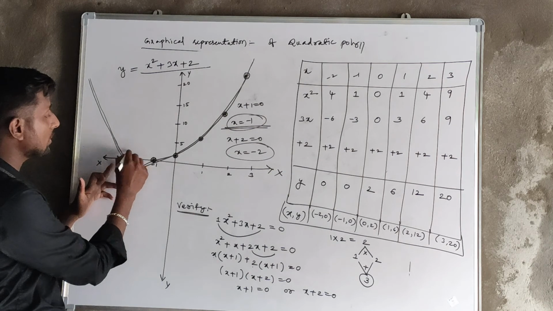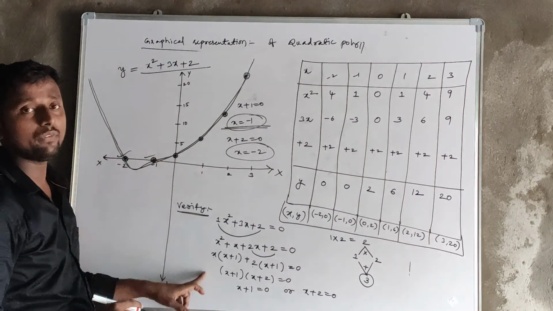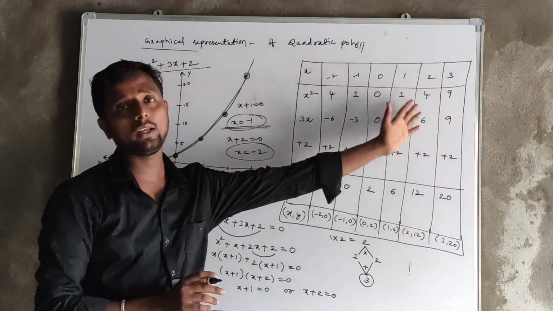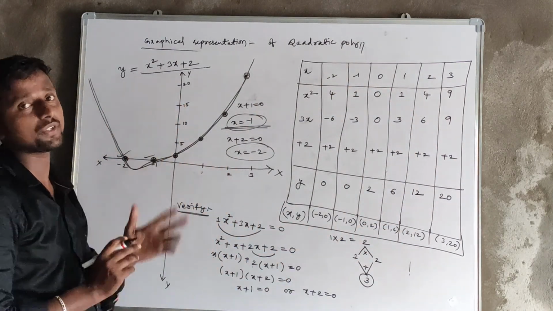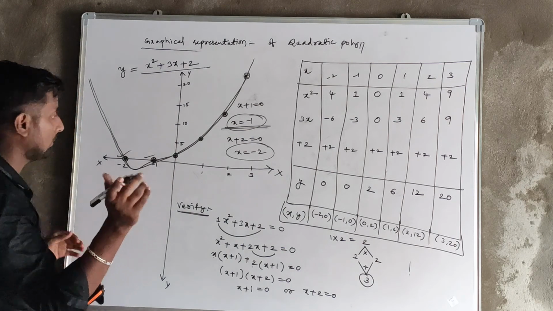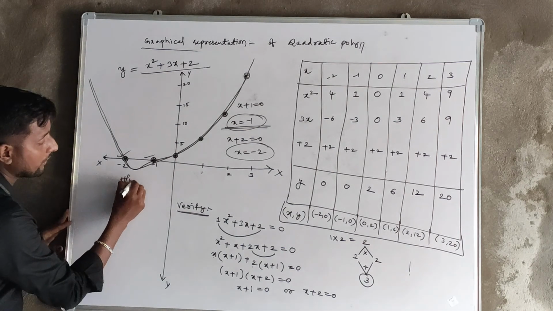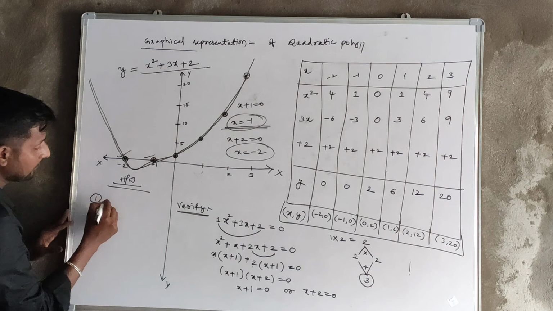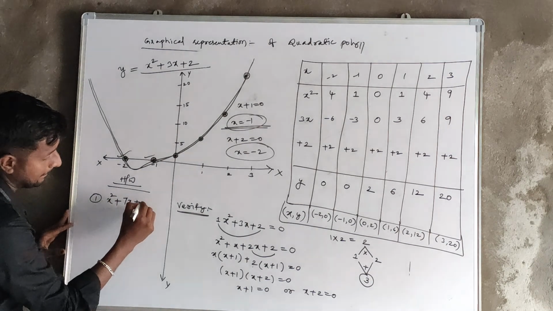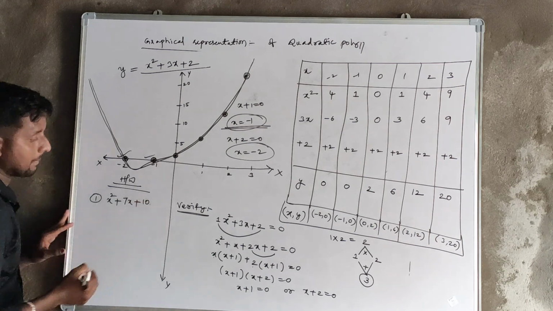So here the two zeros, even if we verify, we get the same values. Okay, and this is a way to make a tabular form for graphical representation of a quadratic equation. Okay, got it all? Can you try one? So after the video you may try this problem. Yeah, you may try this one.